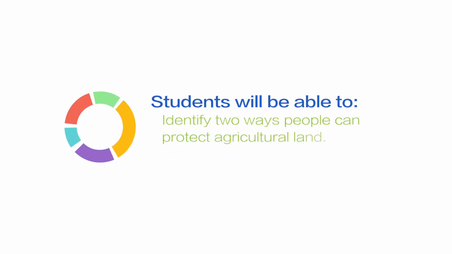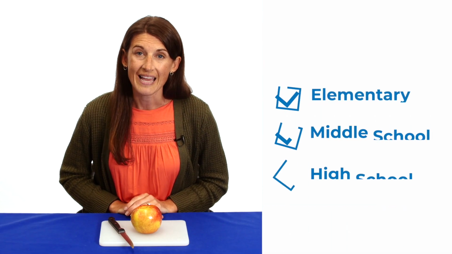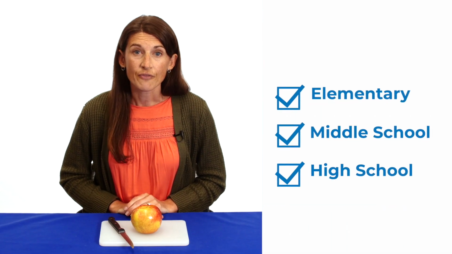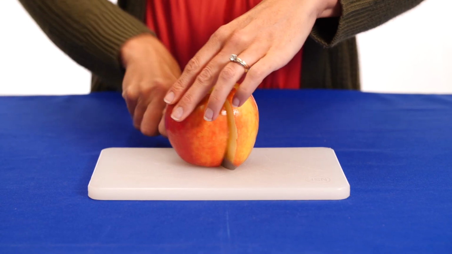Younger students will be able to identify 2 ways people can protect agricultural land and also make pie charts using their knowledge of fractions. There are different versions of this lesson for elementary, middle, and high school students. The first part of the lesson, the apple cutting, is the same for all versions, but the second part varies just a little. In all versions, the discussion questions are tailored to meet the grade-specific audience.